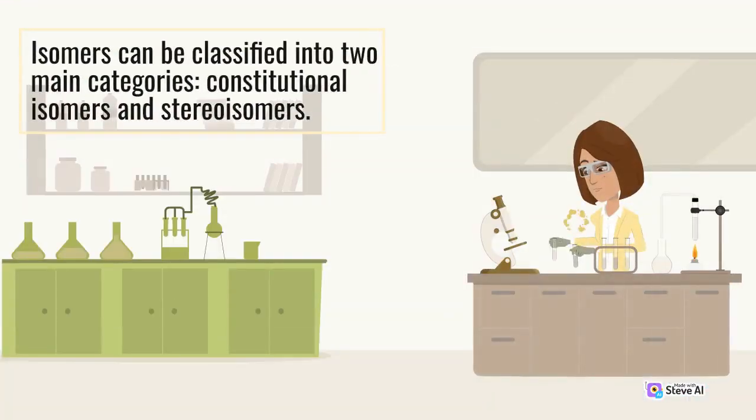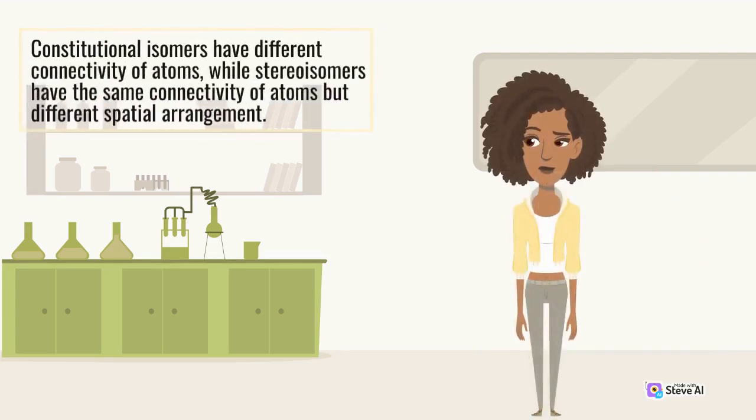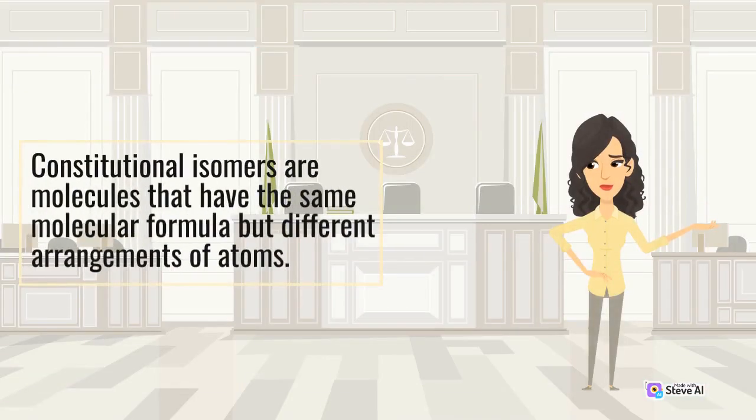Isomers can be classified into two main categories: constitutional isomers and stereoisomers. Constitutional isomers have different connectivity of atoms, while stereoisomers have the same connectivity of atoms but different spatial arrangement. Constitutional isomers are molecules that have the same molecular formula but different arrangements of atoms.